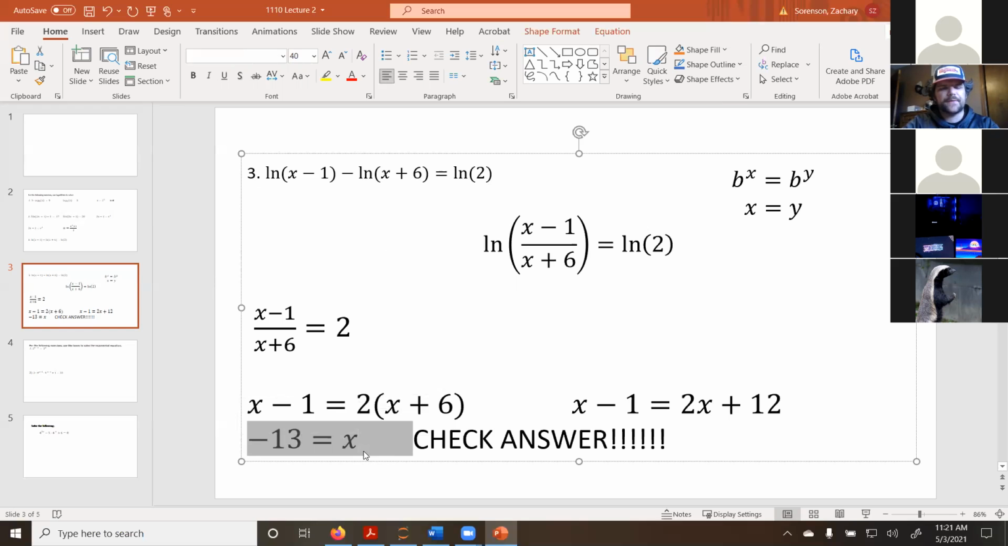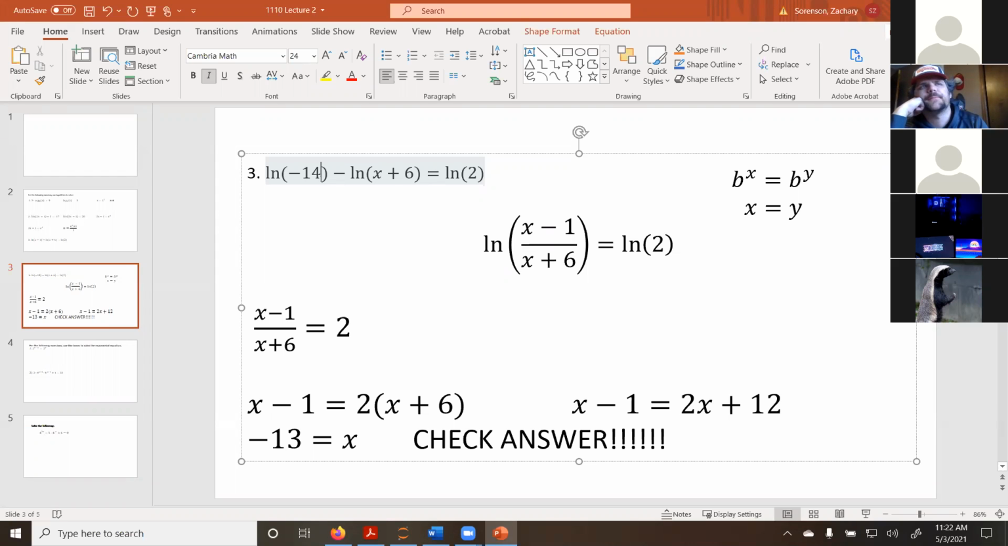So we have x is equal to negative 13. We go to our first logarithm. We say, okay, what would happen if I plugged in negative 13? I would get negative 13 minus 1, so that would be negative 14. Is that okay? Am I allowed to have a negative inside a logarithm? Uh-oh. Okay, maybe I take a step back with a question.